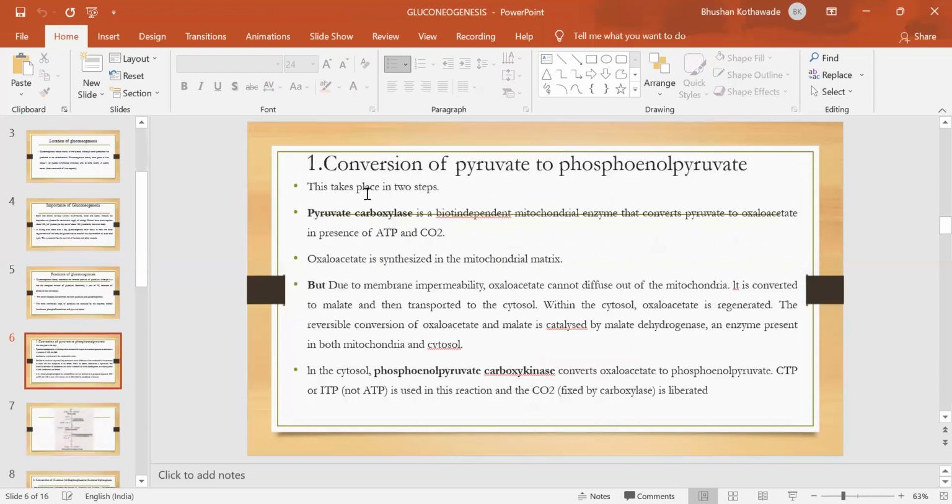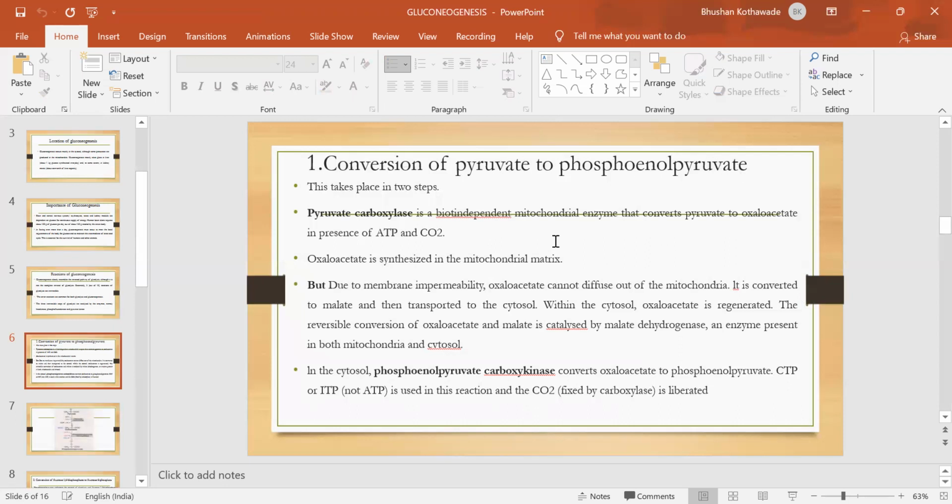The first step of gluconeogenesis is the conversion of pyruvate to phosphoenolpyruvate. The end product of glycolysis is pyruvate, and because we want to synthesize glucose, in gluconeogenesis we start from the end. So the first step of gluconeogenesis will be the end step of glycolysis, the conversion of pyruvate to phosphoenolpyruvate.